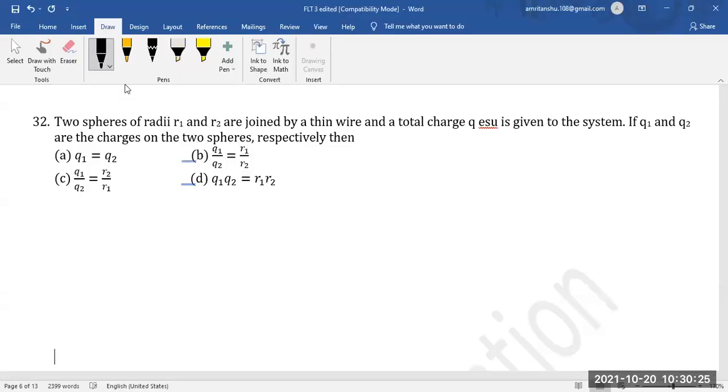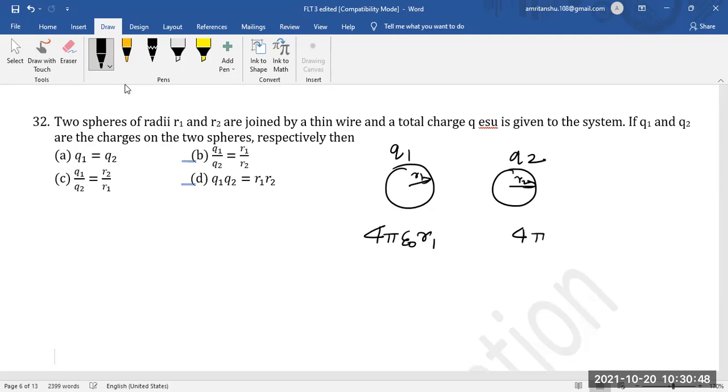So now in this question, what we're given is two spheres of radii R1 and R2. They were having some charges, let's say Q1 and Q2, correct? So the capacitance of these two spheres will be 4 pi epsilon naught R1 and 4 pi epsilon naught R2. This will be the capacitance of these two spheres, and when they're connected by a wire, correct?